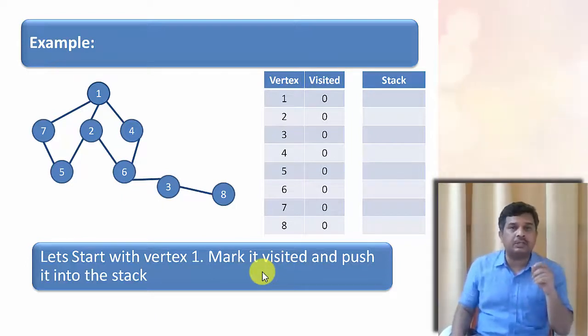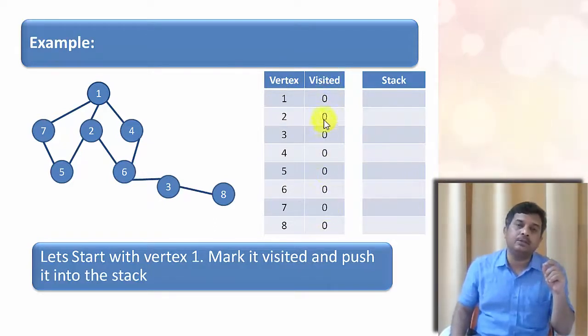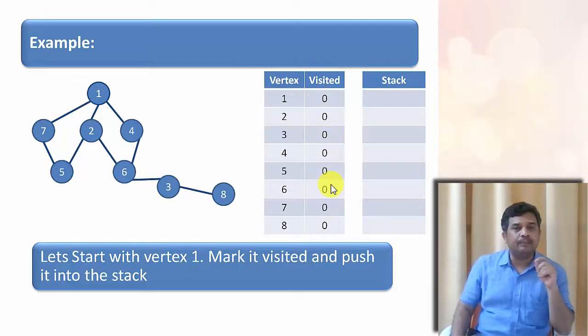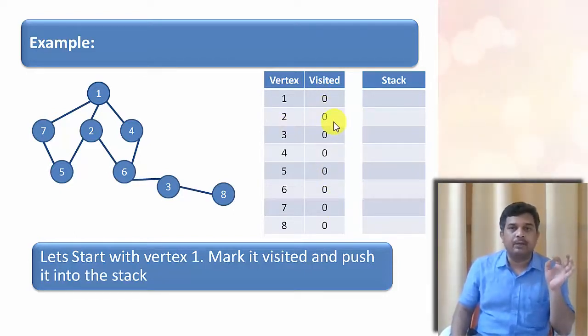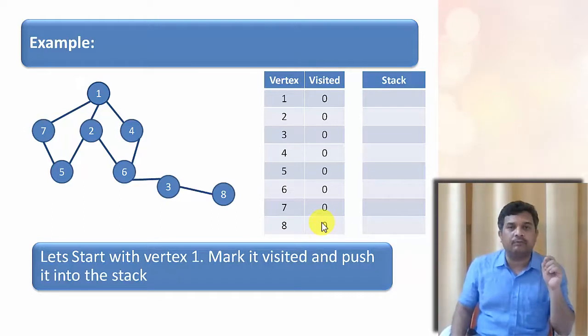Before we start, we have a list of vertices. One is a visited list. Whenever all zeros are there, it means no vertex has been visited. If somewhere we find 1, it means that vertex is visited. So 1 will indicate the vertex is visited and 0 will indicate the vertex is yet to be visited.